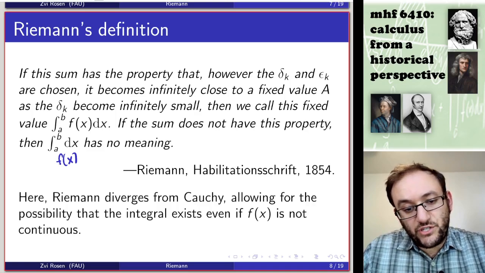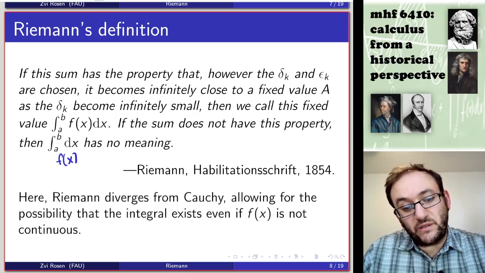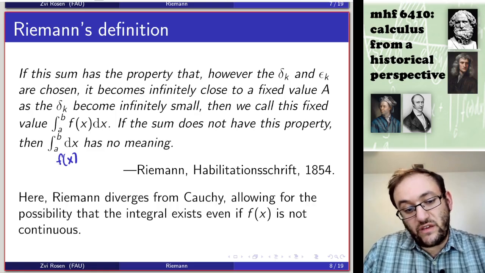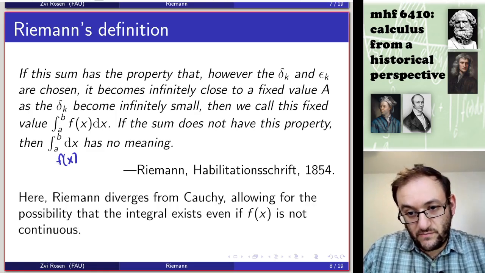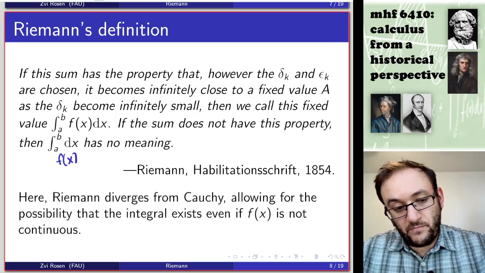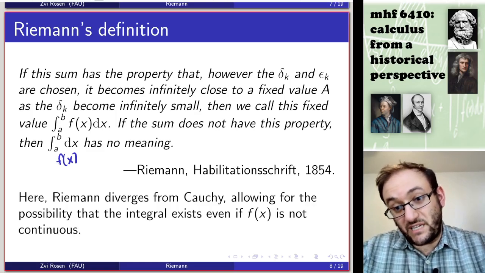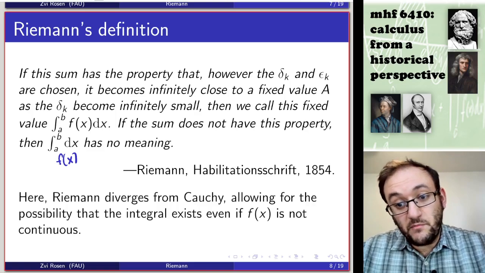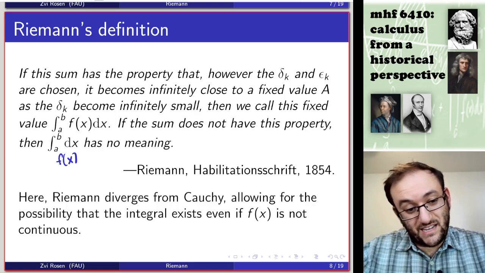Here, Riemann diverges from Cauchy, allowing for the possibility that the integral exists even if f of x is not continuous. Okay, so this limit, Cauchy observed that this limit exists when the function is continuous, but it might exist even when the function is not continuous.